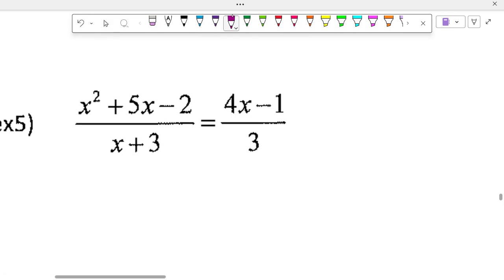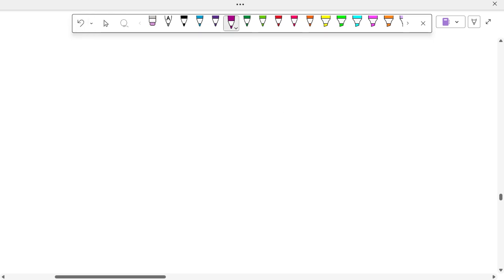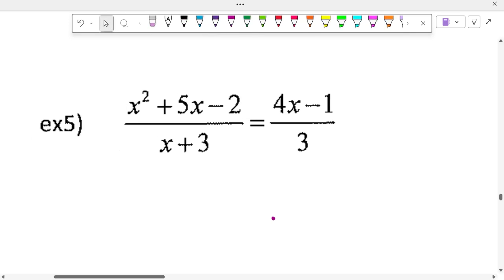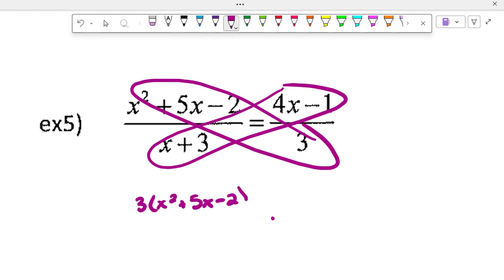So, same process. Cross, son of a biscuit. There we go. So, same process, cross multiply first. So, I have 3 times x squared plus 5x minus 2. And it's equal to 4x minus 1 times x plus 3.